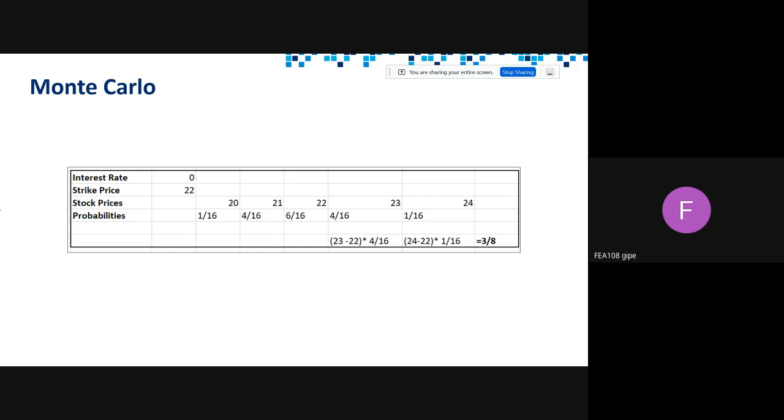Now, how does it matter in option pricing? Suppose your interest rate was zero, the strike price is 22, and suppose from tomorrow your stock price is 20, 21, 22, 23, 24, with probabilities 1/16, 4/16, 6/16, 4/16, 1/16. Now you can actually calculate the expected value of the option. Here the option is in the money at 23 and 24. So 23 minus 22 times the probability 4/16, plus 24 minus 22 times the probability 1/16. Then you get the net as 3/8. So the expected value of this option is 3/8.